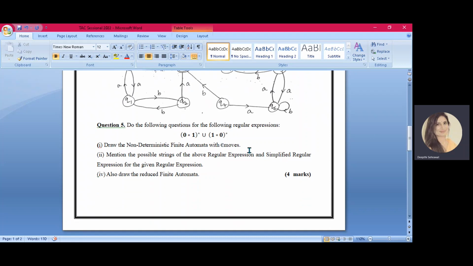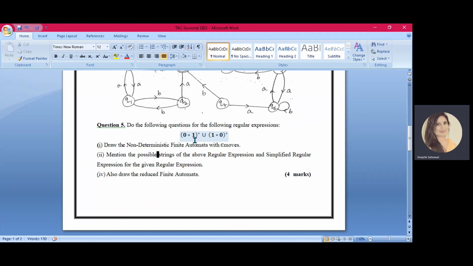Now coming to the 5th question in this sessional paper or midterm examination, this question is of highest marks. Here you are given a regular expression. This is actually (0*1)* union (1*0)*. What you need to do is first draw a non-deterministic finite automata with epsilon moves. After that you have to find out all the possible strings which are accepted by this.